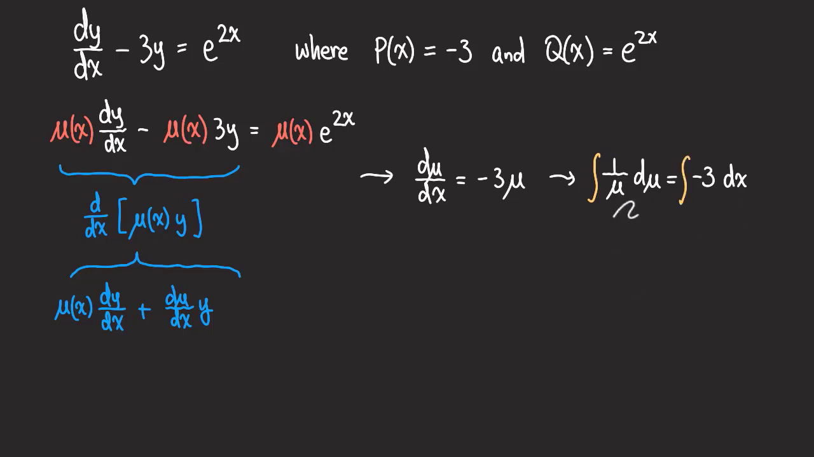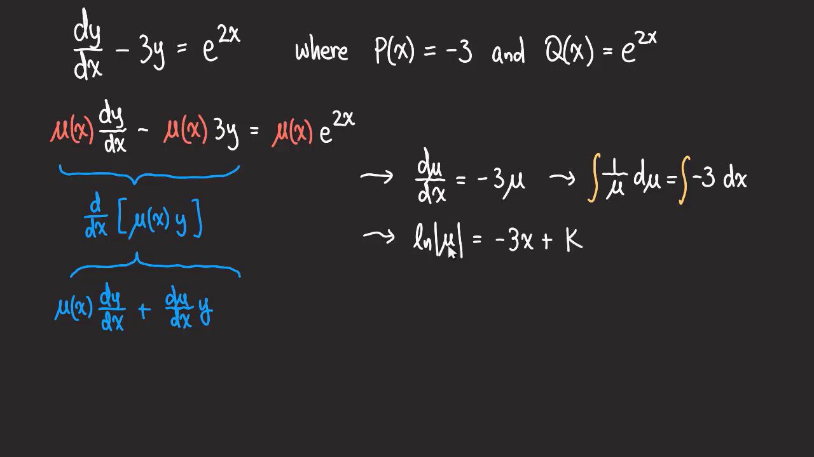Okay, so now what? Next step is that we are going to just integrate each one separately. So we will simply get ln of the absolute value of mu equals negative 3x plus some constant. Let's call this constant k. Okay, so we have this.